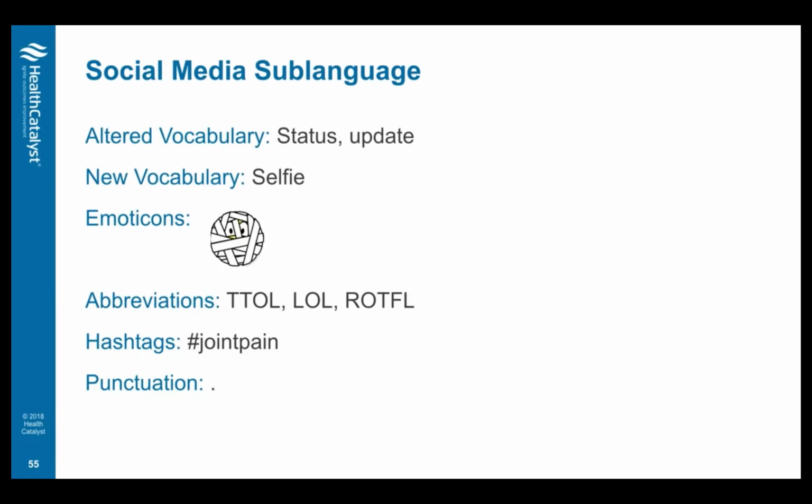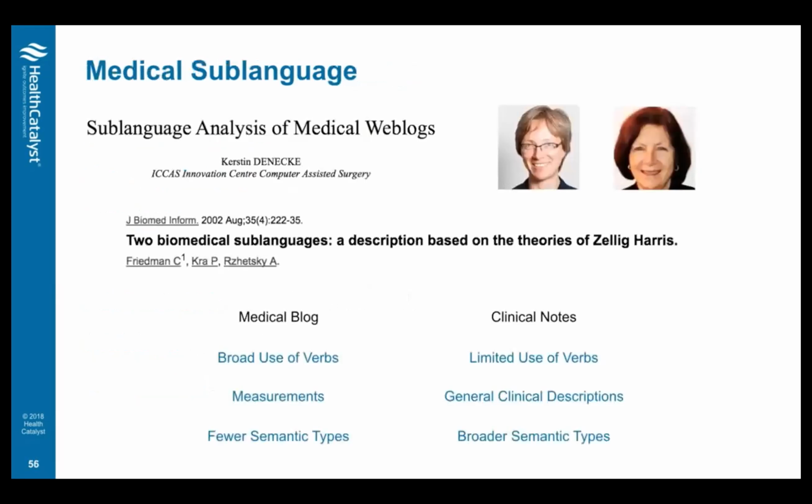But your NLP system, you cannot take an NLP system trained on newspaper text and run it on social media and expect it to extract the meaning, because it doesn't understand the sublanguage. And so medical language has a sublanguage, and they're different. Medical blogs have one particular type of sublanguage, and clinical notes have another type. And you can differentiate them by their use of verbs, by the types of measurements they have, the semantic types that they're using, and there's also a lot of grammatical and syntactic information.